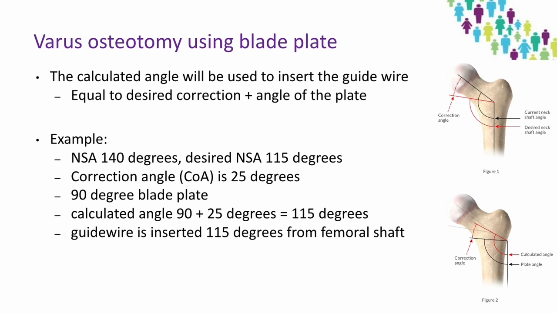So looking at a technique using a blade plate, I'll just go through your preoperative planning. The calculated angle is what will be used to insert the guide wire, and this is equal to the desired correction plus the angle of the plate. So for example, if the neck to shaft angle is 140 degrees and the desired neck to shaft angle is 115 degrees, then the correction angle is 25 degrees. If we're using a 90-degree blade plate, then the calculated angle is 90 plus 25 degrees, which is therefore 115 degrees. Then we would insert the guide wire at 115 degrees from the femoral shaft.